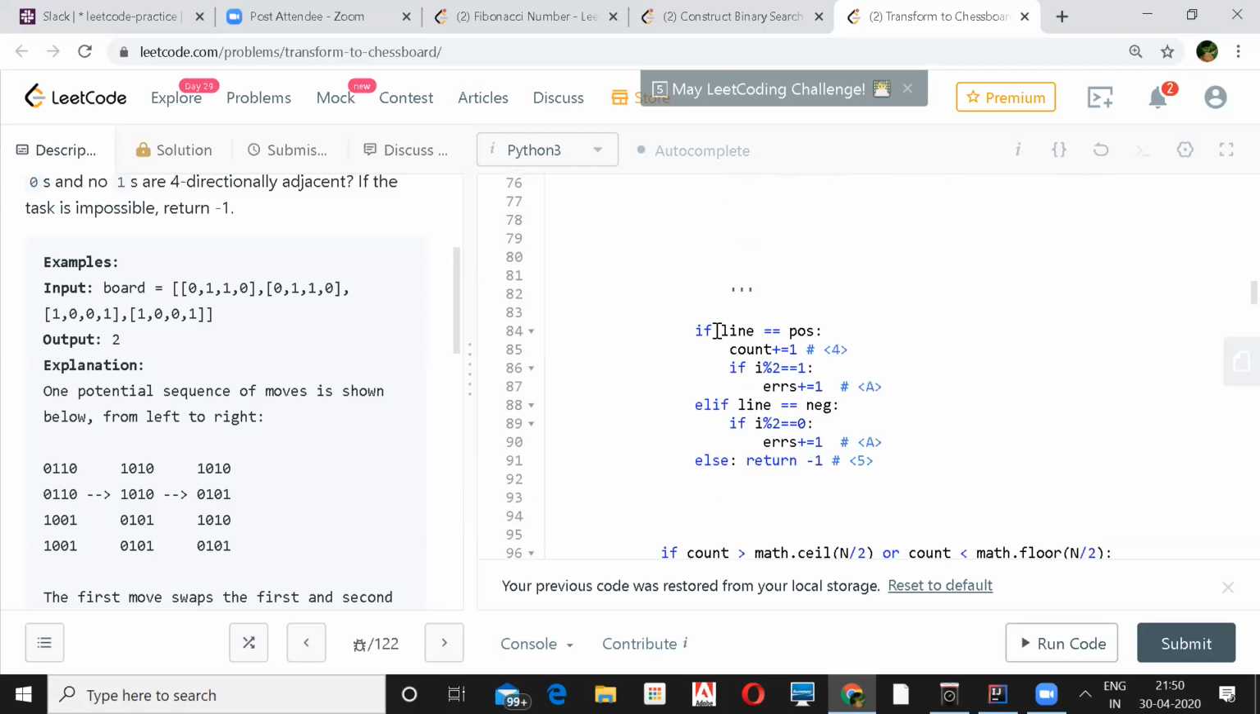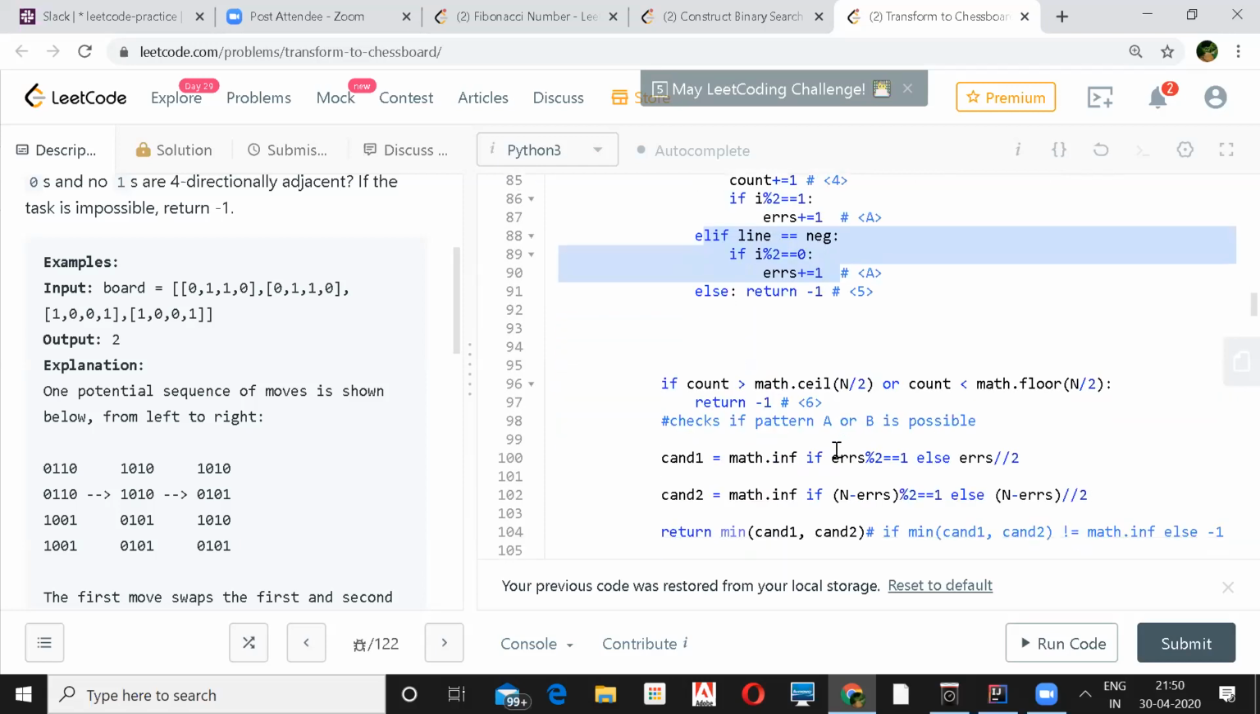And this is just checking for the odd cases, checking for the even cases, and out of these two, these are the 2 patterns which are possible: positive, negative, negative, positive, and whichever is minimum out of them, I'm returning for that.